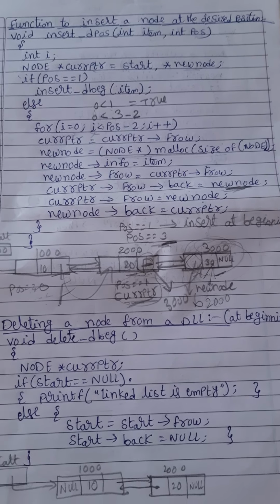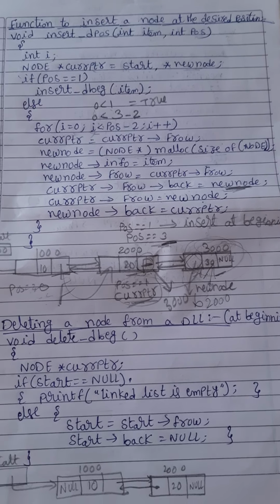Otherwise, here I have given two elements, 10 and 20, and I have created two nodes, the first node and the second node, so that start contains the address 1000. That means the start is not equal to null. If start is not equal to null, the else part will get executed. Start equal to start to fro, that means the start contains the address 1000. It will move to the first node, then start to back equal to null.